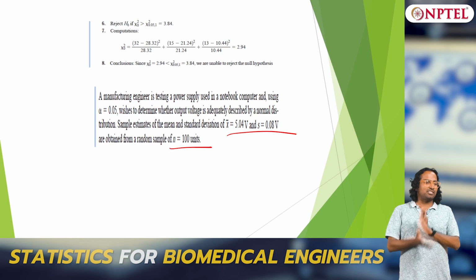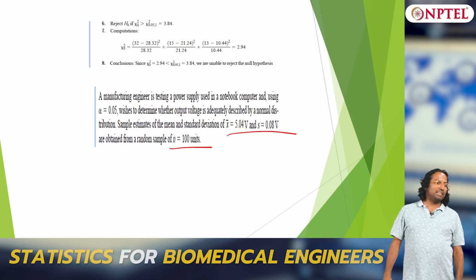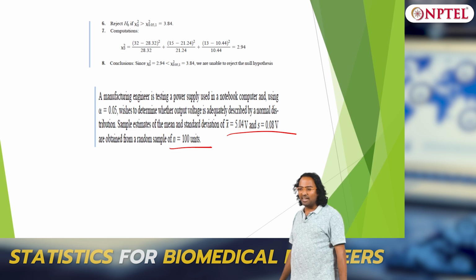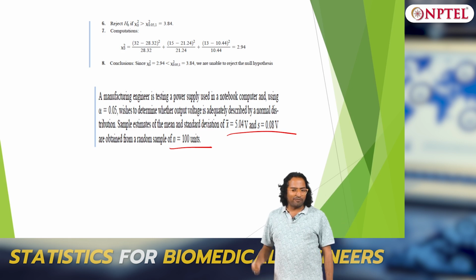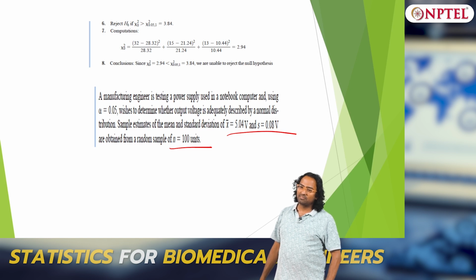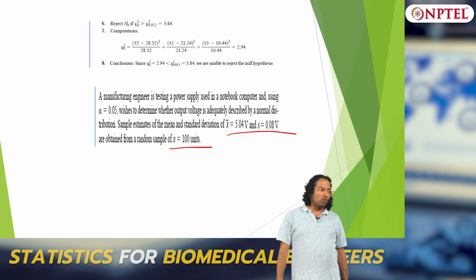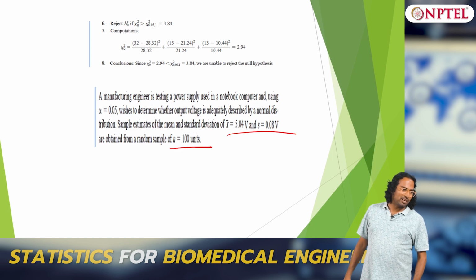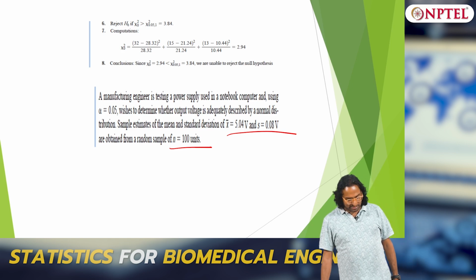So, in the Poisson distribution, what did we do? e to the power minus lambda into lambda power x by x factorial, and then we said what is the probability of 0 defect, 1 defect, 2 defect. How do I do the same here? I can assume my x bar to be mu, I can assume my s to be sigma, then what do I do?